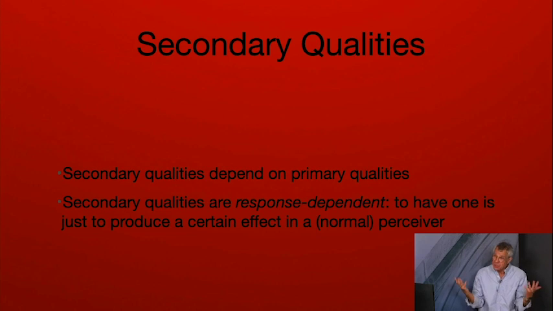So they do depend on the primary qualities. It's because of the primary quality of the paper that I'm actually able to perceive it as yellow. But the yellow isn't itself a primary quality. It's not itself in the paper. These secondary qualities are what contemporary philosophers refer to as response dependent. To have one is just to produce a certain kind of effect in a normal perceiver. So we could say, for example, that something is red if it just affects a standard perceiver in standard conditions in a certain kind of way.